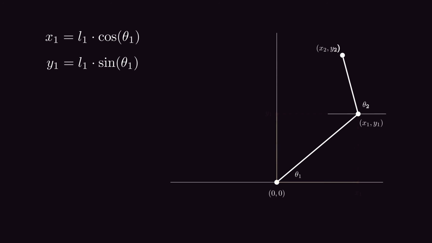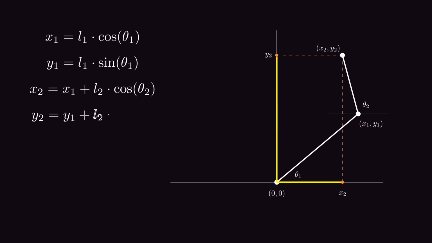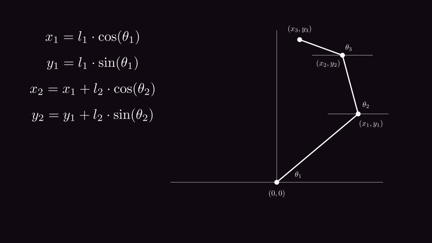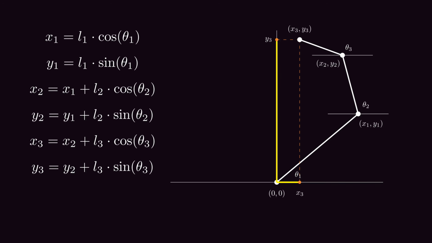Now, what if it had two parts? We have the length L2 and the angle theta 2. In this case, we calculate x1, y1 as we did, then to get x2, we simply add to x1 L2 times cosine of theta 2, and to get y2, we add to y1 L2 times sine of theta 2. Three parts? No problem, same logic. x3 is x2 plus L3 times cosine of theta 3, and y3 is y2 plus L3 times sine of theta 3.